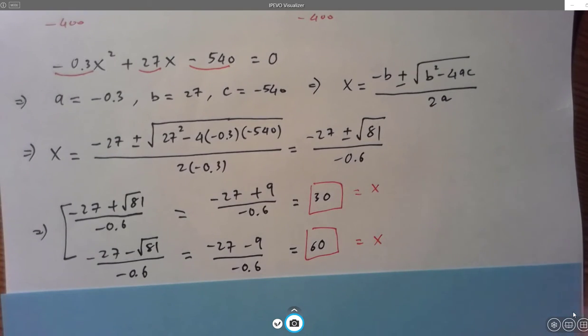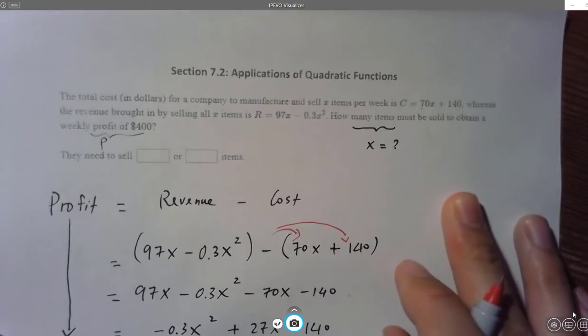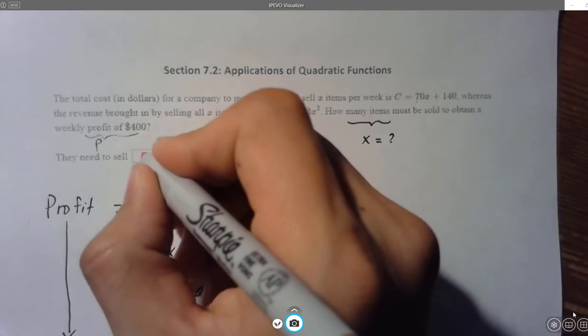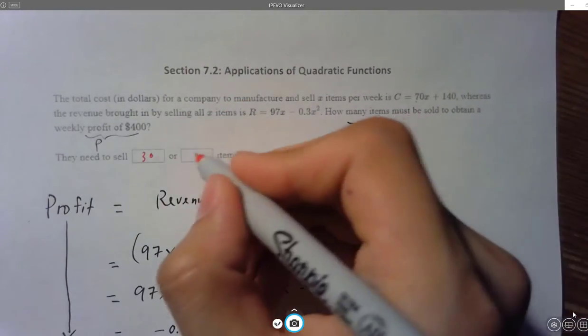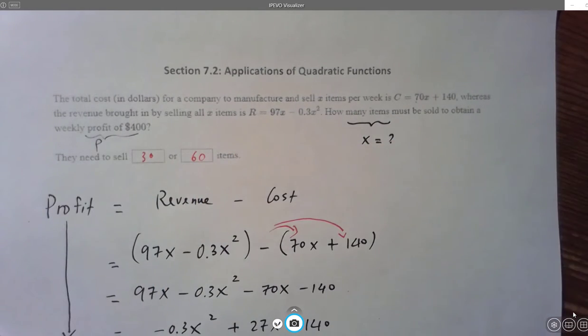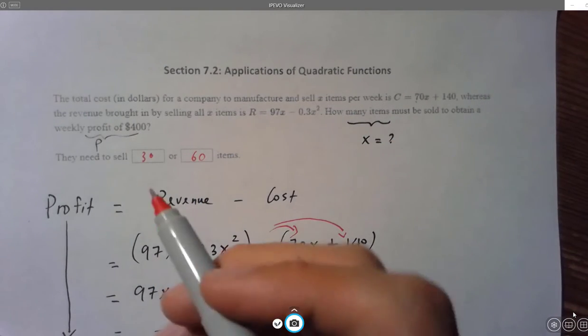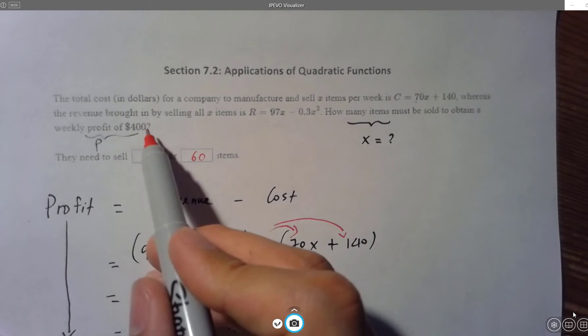So you need to sell 30 or 60 items in order for you to get the weekly profit of $400.